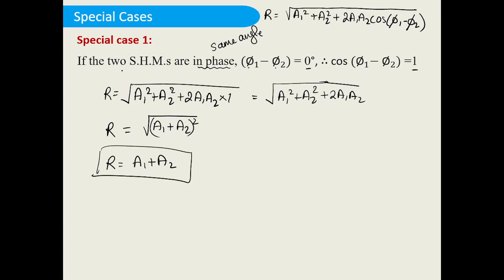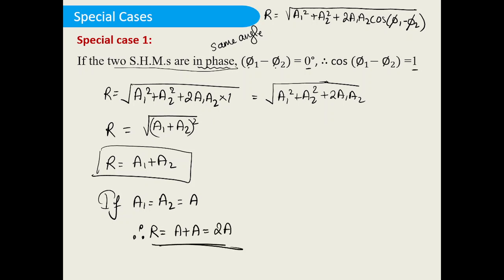So if the two SHMs are in phase, the resultant amplitude is given by the addition of the individual amplitudes. Moreover, if a1 is equal to a2, suppose it is equal to a, what is the value of r then? R is equal to a plus a, which is equal to 2a. This is the value of r: r equals 2a.